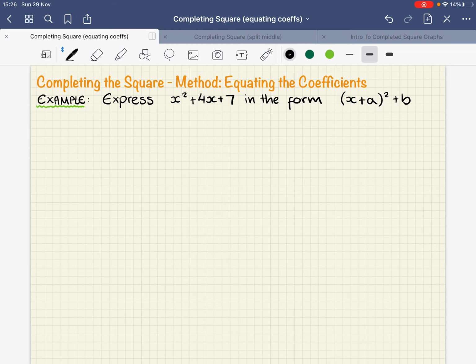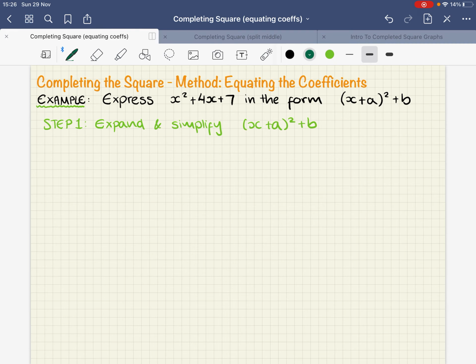So this first one, we're being told express x squared plus 4x plus 7 in the form of x plus a all squared plus b. So the first thing I'm going to do is I'm going to expand. So that's step one. I'm going to expand and simplify that x plus a squared plus b.